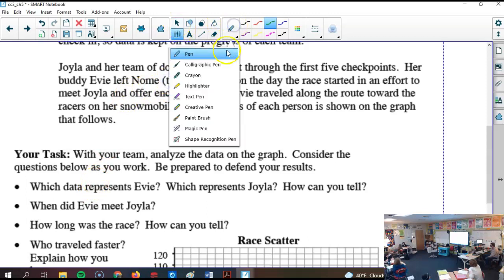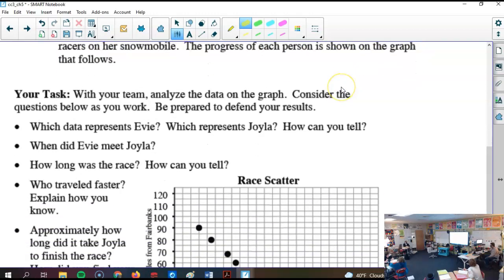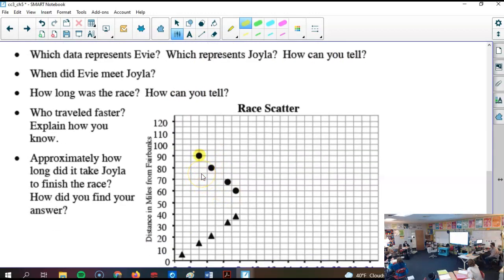So I'm guessing this is important. Her buddy Evie left Nome on the day the race started. So if we come down here, she went this way. She went the wrong way. That's Evie and the other one, Jola. If they were in Nome, they'd have to leave where they're at. But they didn't start at Nome. That's the point.